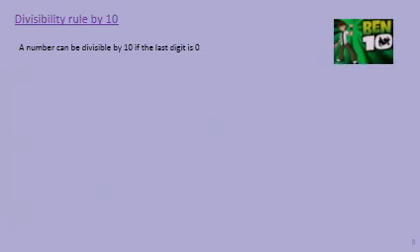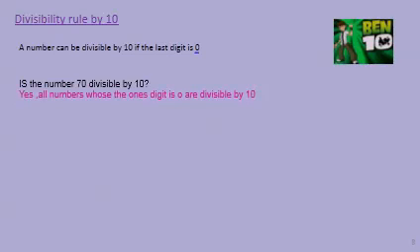And here we come to the last trick. It's about the divisibility by 10. And we say that a number is divisible by 10 if the last digit is 0. So if the ones digit is 0, then the number is divisible by 10. So is the number 70 divisible by 10? Of course, because the ones digit is 0.